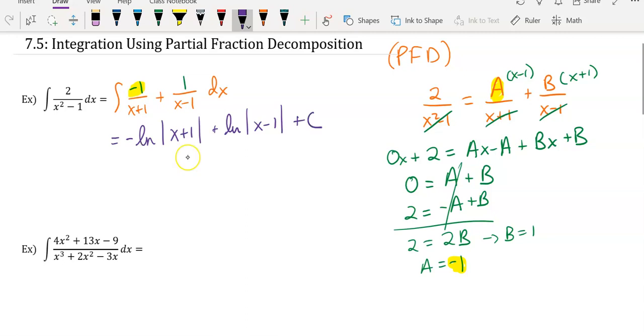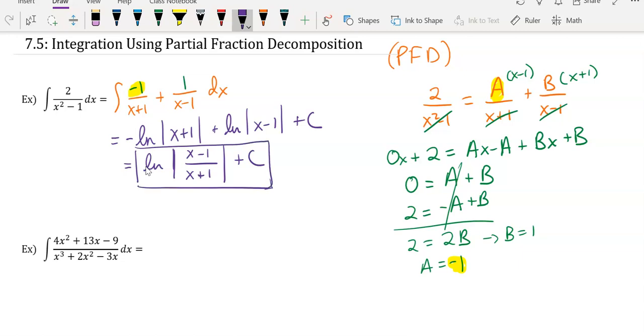Okay, and then I am going to use my log property to combine these two into a single log. Because this is negative, think of that as a negative 1 exponent, or think of that means we're going to be dividing on the inside of the log. So we get the natural log of absolute value x minus 1 over x plus 1 plus c. All right, and there's my answer.